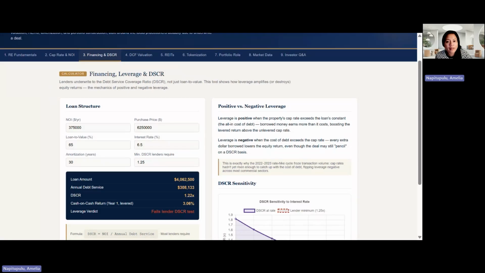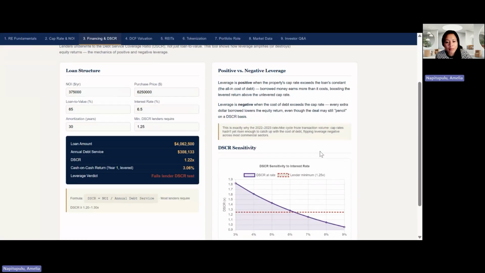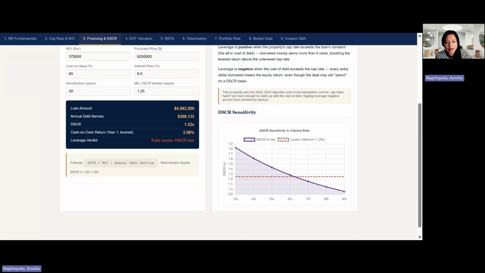Now, in real estate, there's a difference in perspective when it comes to positive or negative leverage. Positive leverage is when borrowing works in your favor, when the property's cap rate is higher than the cost of the debt. Leverage is negative when the cost of debt exceeds the cap rate. And then here on this graph, you'll see how sensitive DSCR is to interest rates.